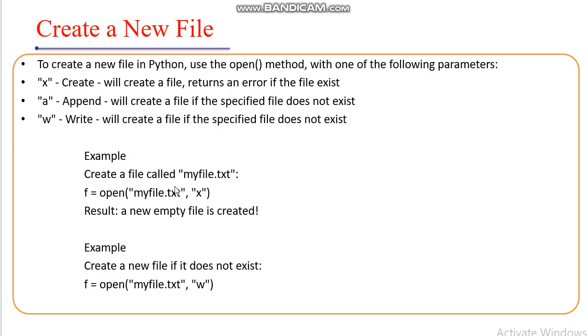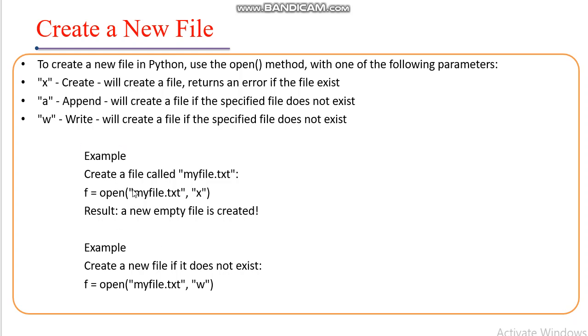Now how to create a new file? To create a new file in Python, we use the open method. If we use the parameter x, it will create a file, and if the file already exists and you give the same file name, it returns an error. Whereas append and write will create a file if the file does not exist. Append will add the contents into the file, and if the file does not exist, it will create that file. Write will create a file, and if the specified file does not exist, it will also create it and write the contents into the file.